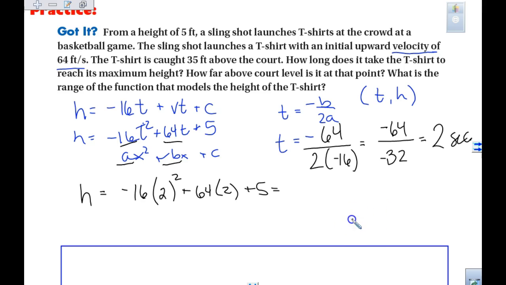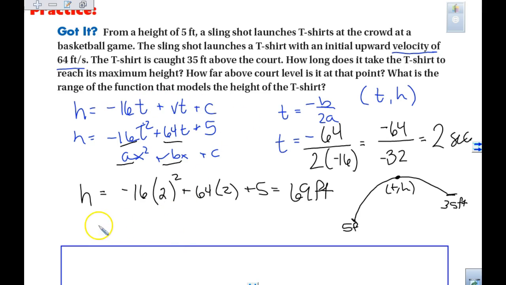So this is what's happening. They launched this t-shirt at 5 feet. It is going up, and they are catching it at 35 feet. We are trying to find the t and the h. We know the time was 2 seconds, and we should have gotten 69 feet. If I am asking you the last part, what is the range?